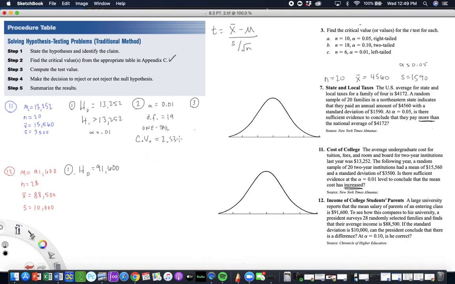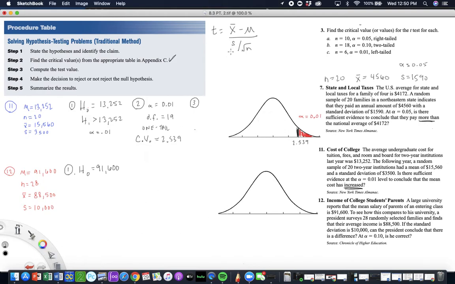So the critical value is 2.539. Okay, now I'm going to just draw a graphic here just to emphasize that. We know that it's greater than, so it's going to be right-tailed. This is not drawn to scale, I'm just drawing it as a visual representation. Obviously it'd probably be a little bit smaller. I'm saying 0.01, and my critical value is 2.539. So this is the critical area, and this is the non-critical area.